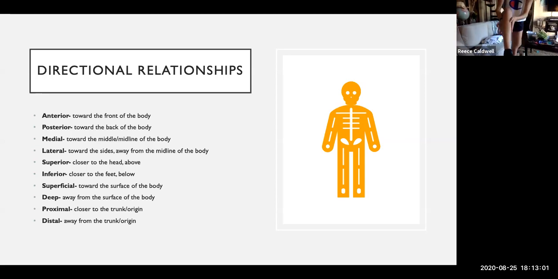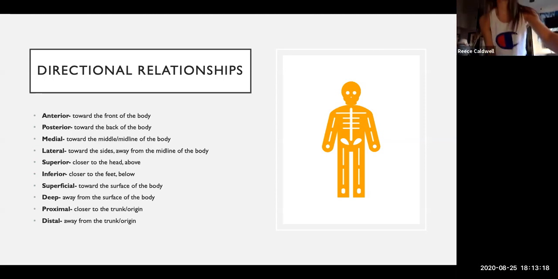So we have two bones in the lower body, the tibia and the fibula. The tibia would be medial and the fibula would be lateral, because medial is closer to midline and lateral is farther from midline. You can do the same thing with our fingers. This one compared to this one, what would this be? Medial, because it's closer to midline. This one would be lateral.